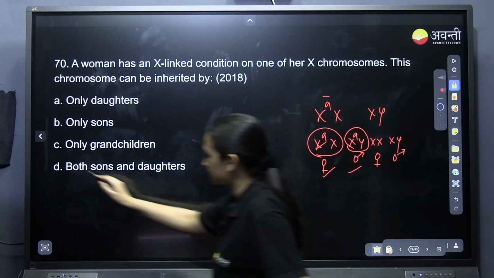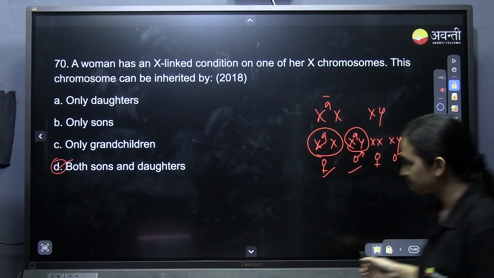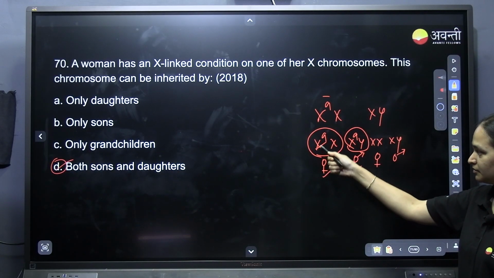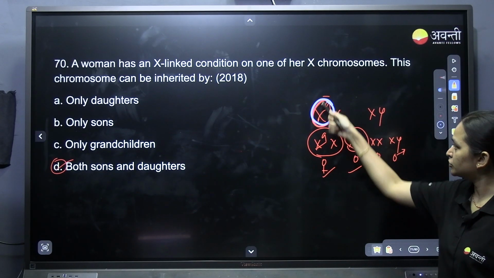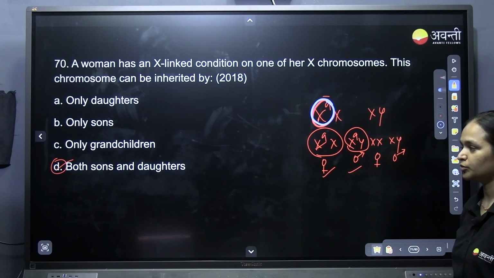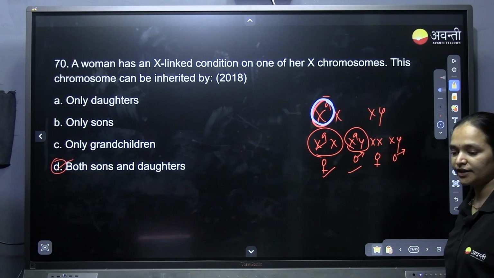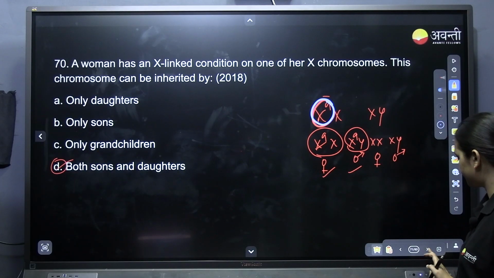Understanding both sons and daughters. D4 Delhi is the correct answer. Here, this X chromosome is coming to the daughter also. This X chromosome is coming to the son also. Both daughter and son will be inheriting that X chromosome.